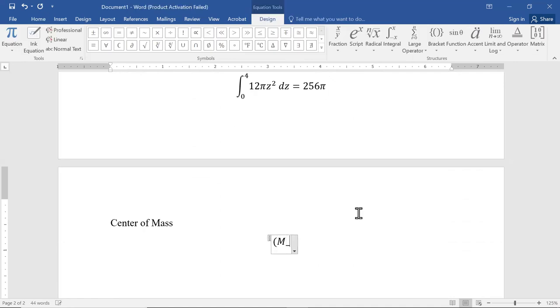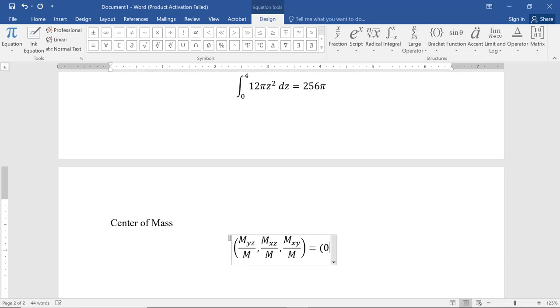We take the moment from the YZ plane, divide it by mass. That'll give me my X value. The moment from the XZ plane, divide that by mass. That'll give me my Y value. The moment from the XY plane divided by mass will give me the Z value.